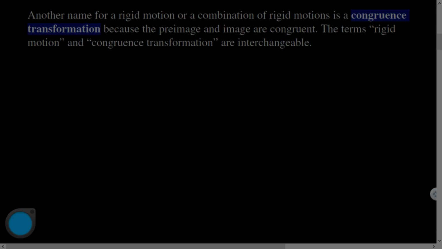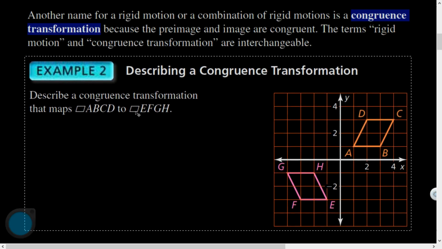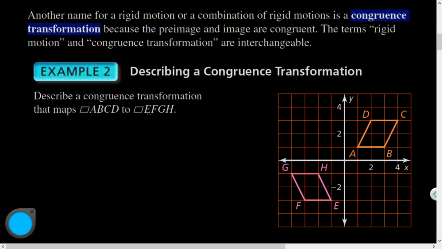Well, alternative naming convention here. It turns out another name for a rigid motion or combination of rigid motions is called a congruence transformation, probably because the preimage and image are congruent. The terms rigid motion and congruence transformation are interchangeable. There you go. Describe a congruence transformation that maps ABCD onto EFGH.